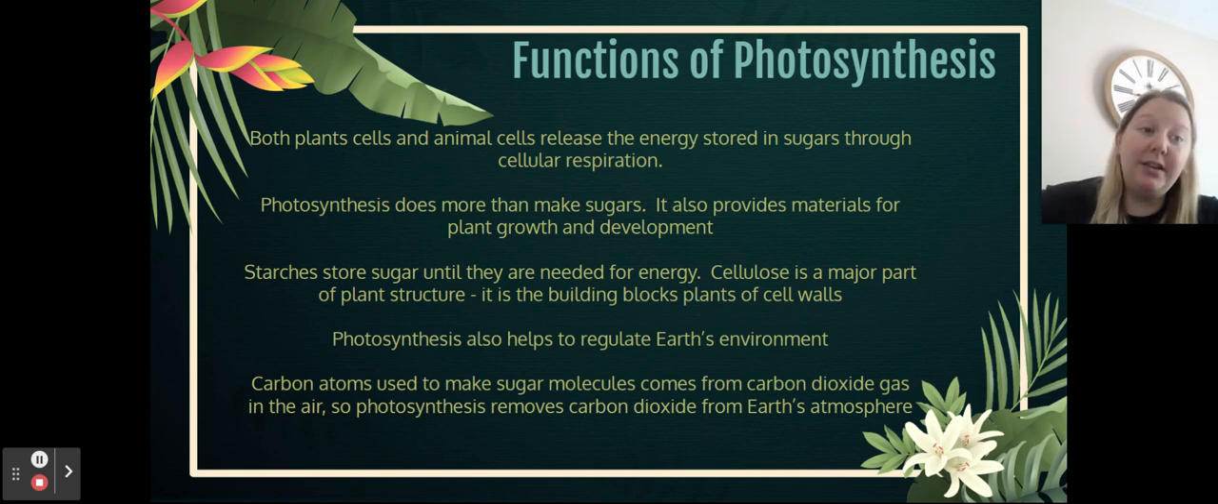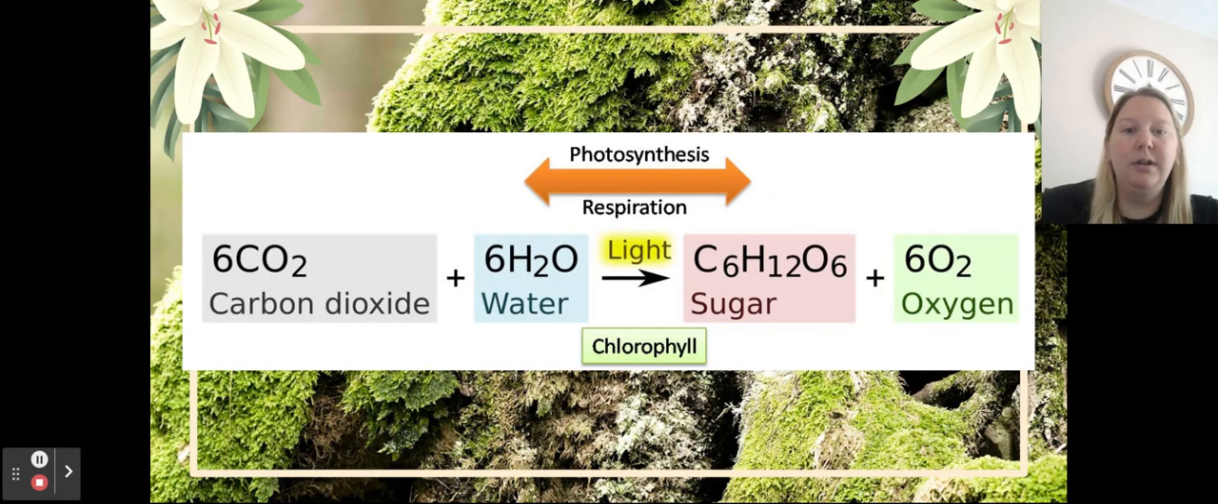Photosynthesis helps regulate the Earth's environment. Plants are taking in carbon dioxide and giving off oxygen. Animals are doing the opposite. We're taking in oxygen and giving off carbon dioxide. The carbon atoms used to make the sugars come from the carbon dioxide gas in the atmosphere. Therefore, photosynthesis is a way of removing that carbon dioxide from Earth. Again, very important.